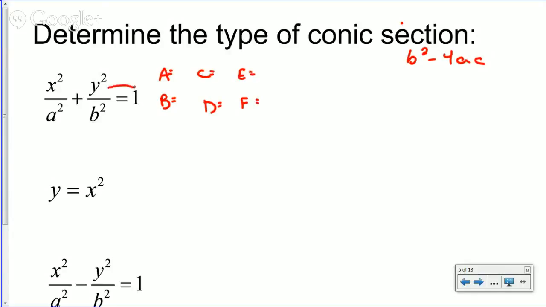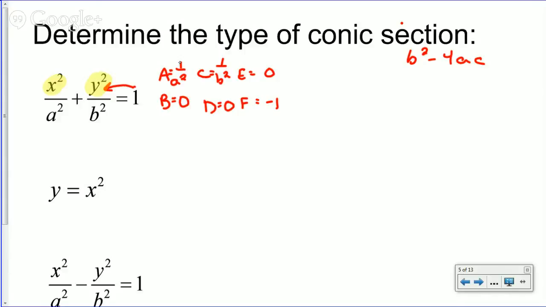So remember, I got to set it equal to 0, so we'll move that one over. So f is minus 1. E goes with y, which is 0. D goes with x, which is 0 because they're not there. C goes with y squared, so here's my y squared. If I take that out, what's left in my term is 1 over b squared. B goes with xy. Well, I don't have an xy, so that's 0. And a goes with x squared, which is 1 over a squared.